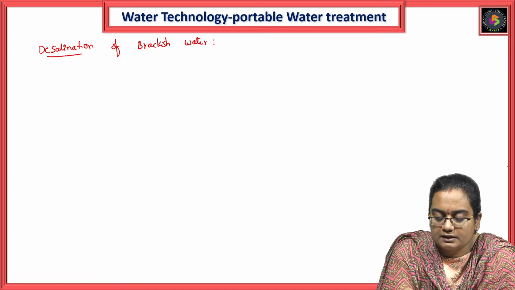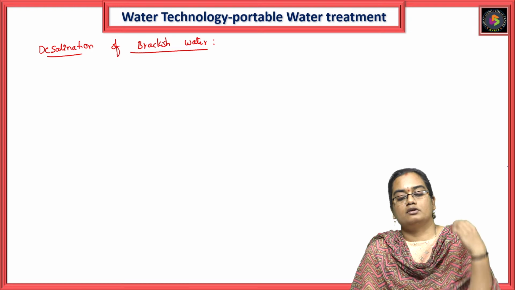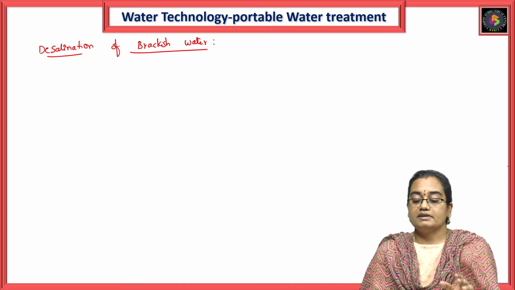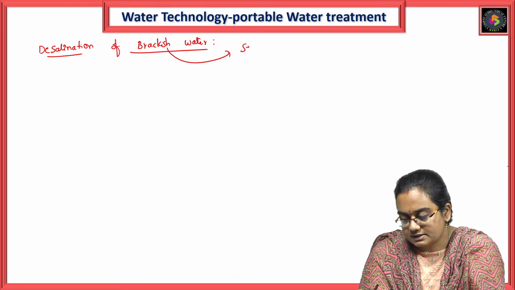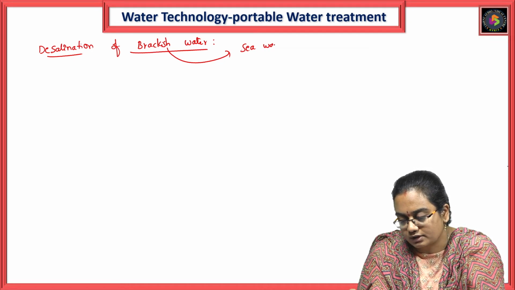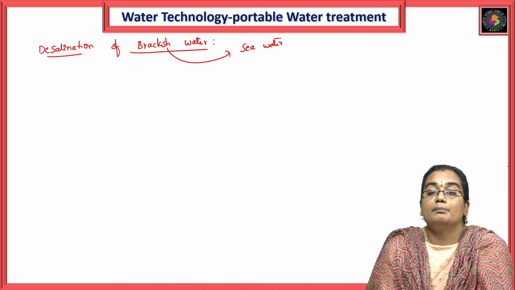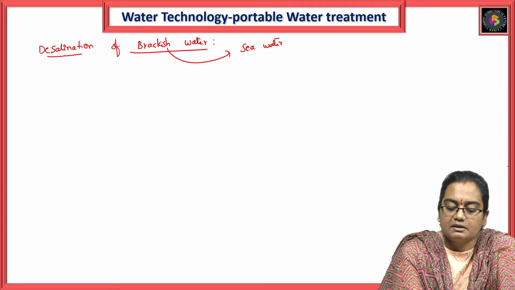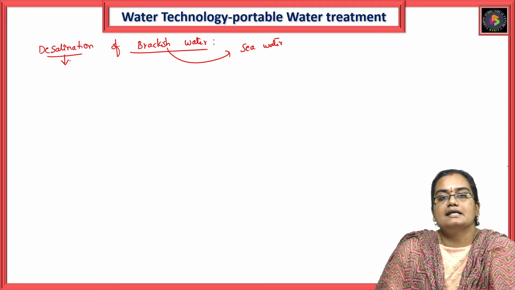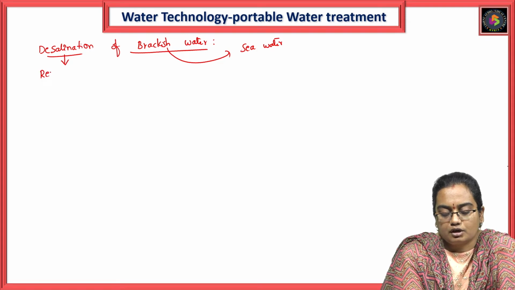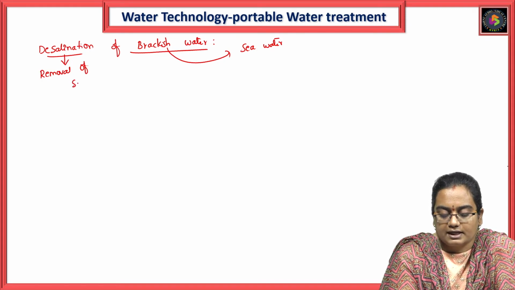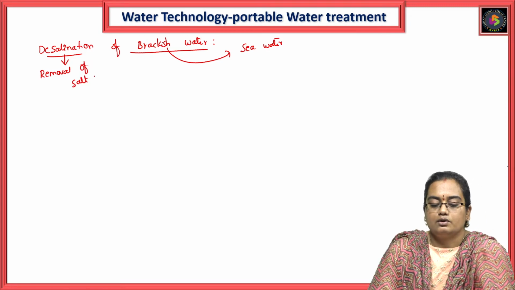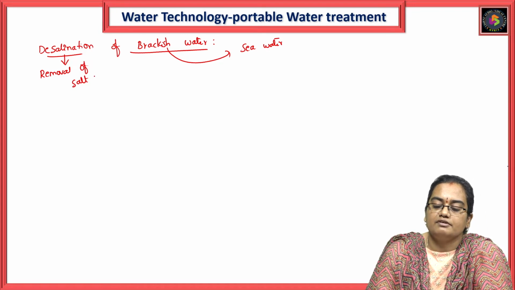So what do you mean by desalination of brackish water? Before discussing the topic, first we will discuss what brackish water is. Brackish water means nothing but your sea water. Sea water is known as brackish water. What do you mean by desalination? Desalination means removal of salt. Removal of salt is known as desalination.